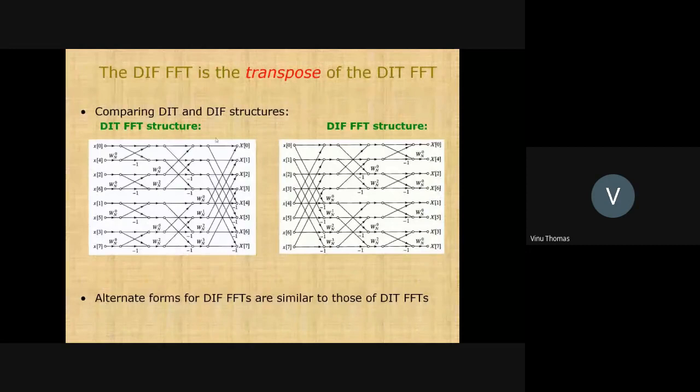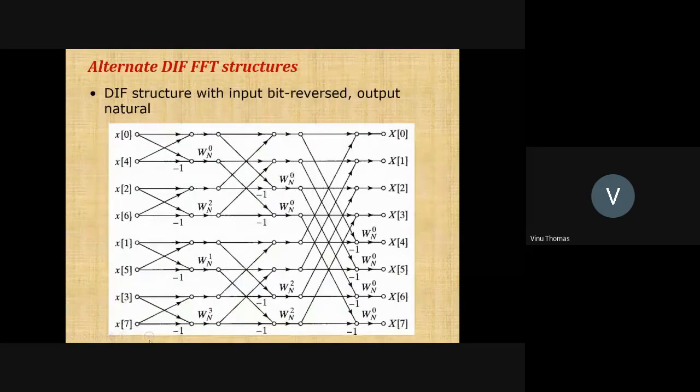See, this is the structure that you had derived for DIT FFT. This is DIT FFT. The input is in the bit reverse order. The output is in the natural order. The structure for DIF FFT that you had seen has the input in the normal order and the output in the bit reverse order. Now we will rearrange this DIF FFT structure to this form.